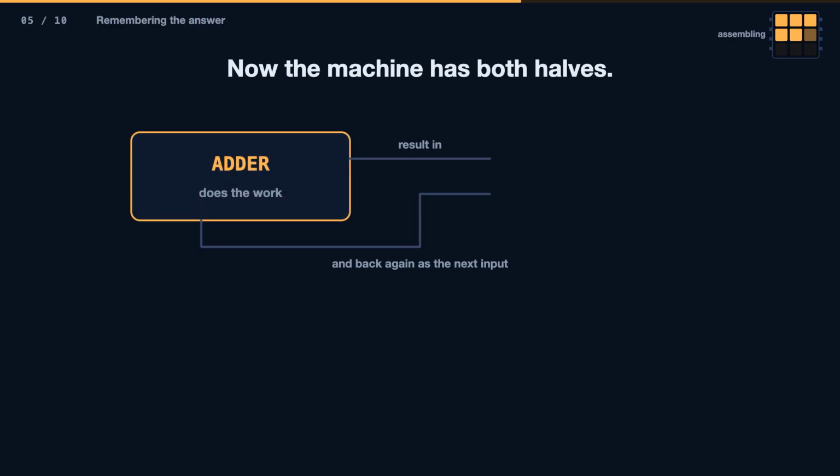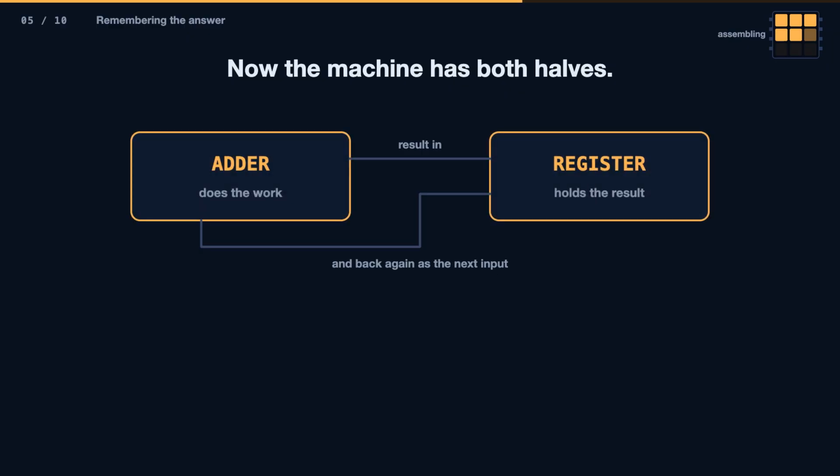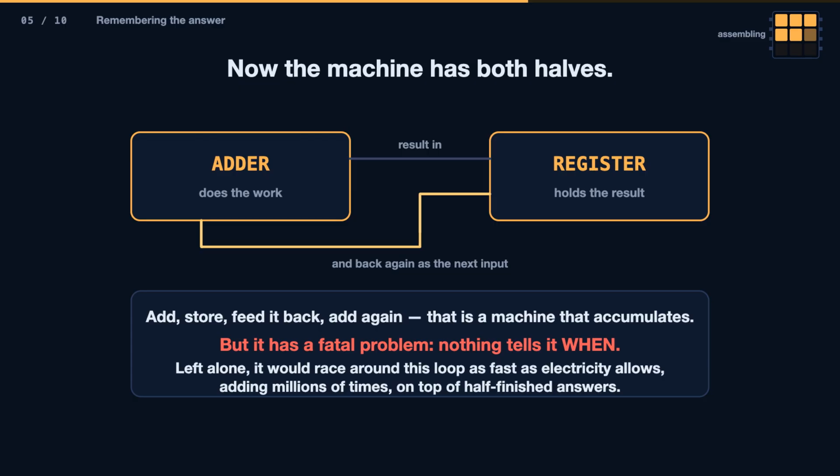Now the machine has both halves, something that computes and something that remembers what it computed. But there is a fatal problem. Nothing tells it when. Left alone, it would race around that loop as fast as electricity allows.